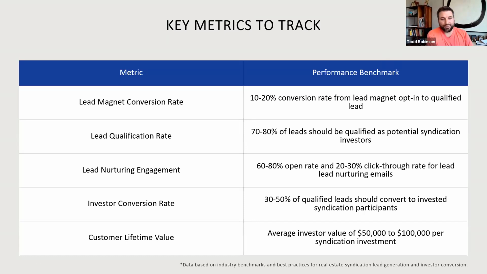For lead nurturing engagement, 60 to 80% open rate, 20 to 30% click-through rate for lead nurturing emails. That's a really good open rate. Investor conversion, right? So 30 to 50% of qualified leads should convert to invested investors. So if you have 100 people join your webinar, a specific real estate investing webinar, then 30 to 50% should become investors of yours. Okay.